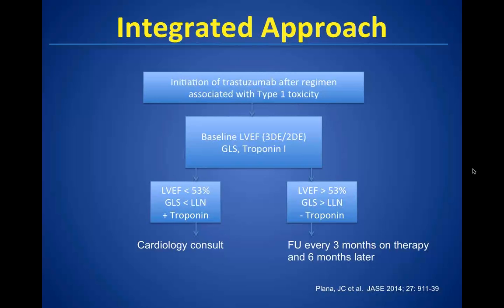Those patients who are getting type 1 agents, the anthracyclines, followed by trastuzumab, we're following in a similar manner as those in the last algorithm, in which we're following them every 3 months on therapy, and then at the end of therapy and 6 months later.